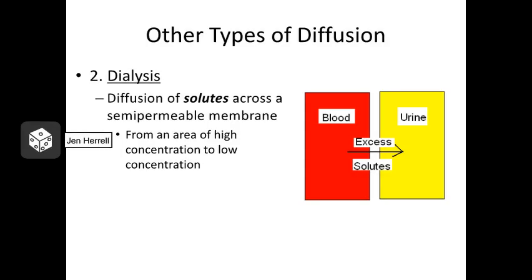There are several different specific types of diffusion that exist, and the first one is known as dialysis. In dialysis, we're going to focus on the movement of the solutes across a semi-permeable membrane, like a membrane such as dialysis tubing or a cell membrane. In general, molecules still like to move from areas of high concentration to low concentration.